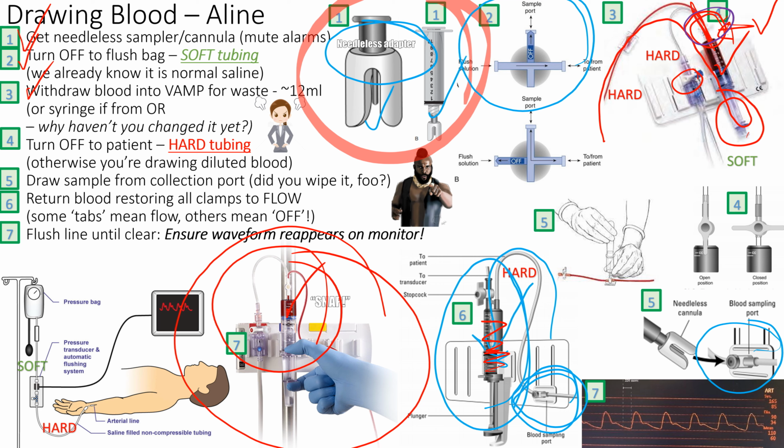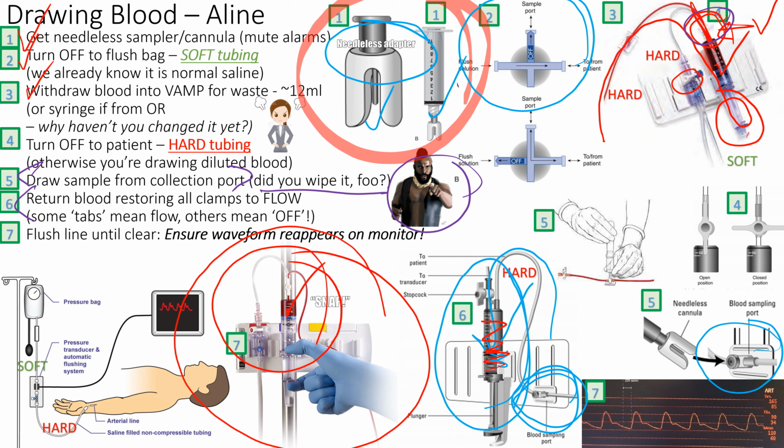And then we're now going to be able to draw our blood from the patient, right? And then we draw our sample. Before we draw the sample, we've got to make sure we wipe it, right? Did you scrub the hub? All right, you wipe it. That's the way that we make sure we avoid any kind of introduction of infection.